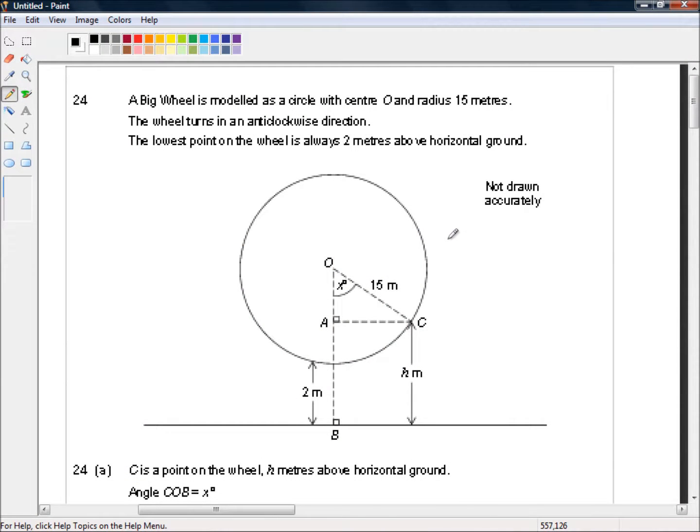Hello and welcome to the AQA GCSE Specimen paper 8300/2H higher tier calculator page. This is paper 2 and we're picking up here in question 24.